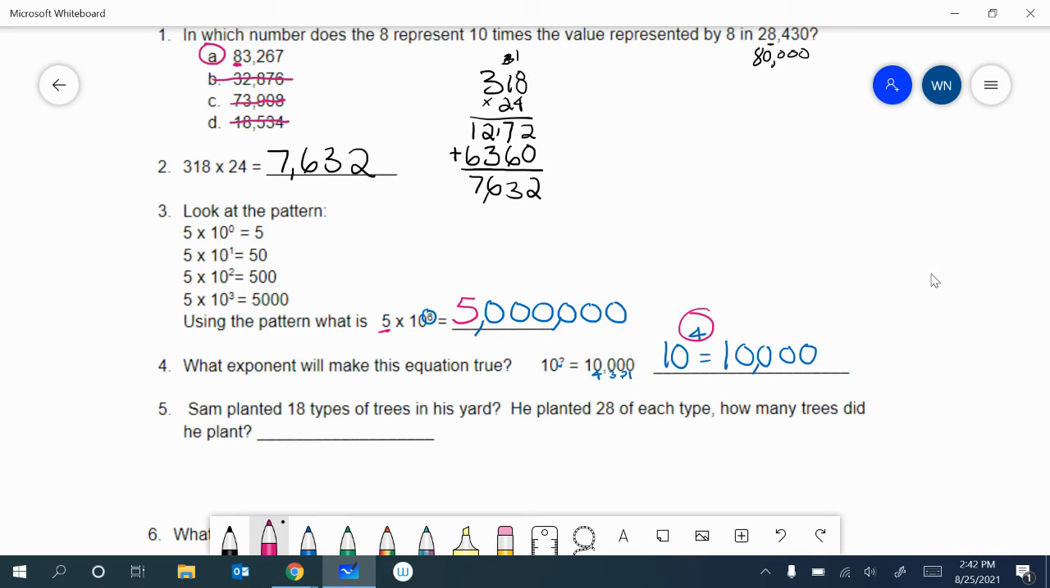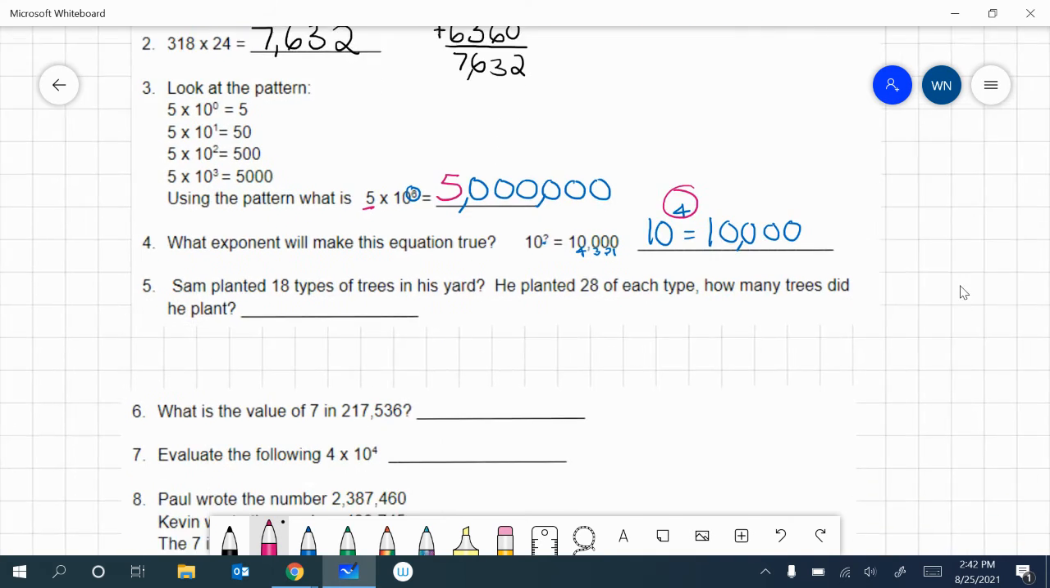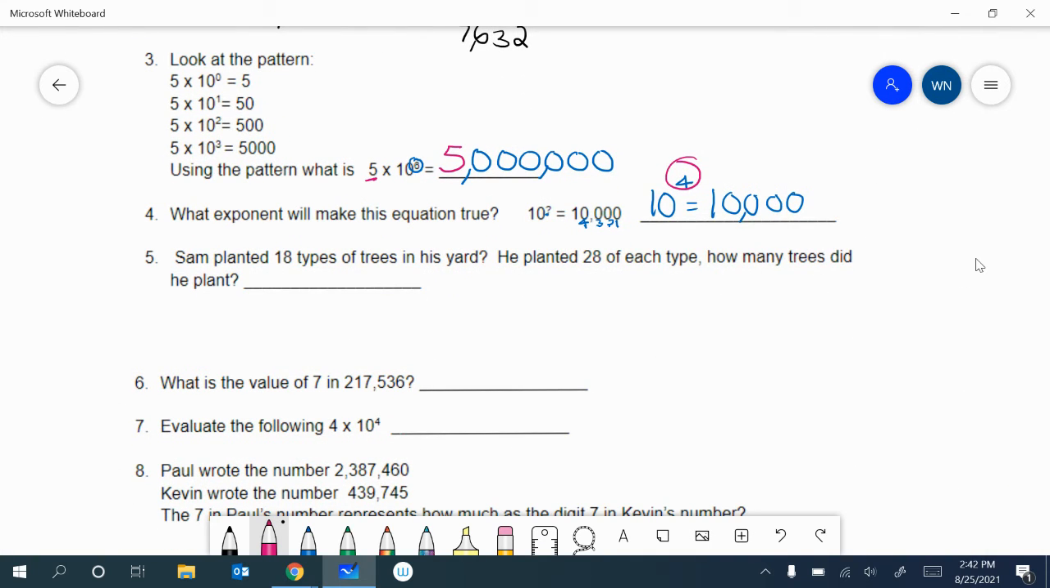Number 5, Sam planted 18 types of trees in his yard. He planted 28 of each type. So how many trees did he plant? Let's remember that the word each is super important. We're going to multiply 28 times 18.